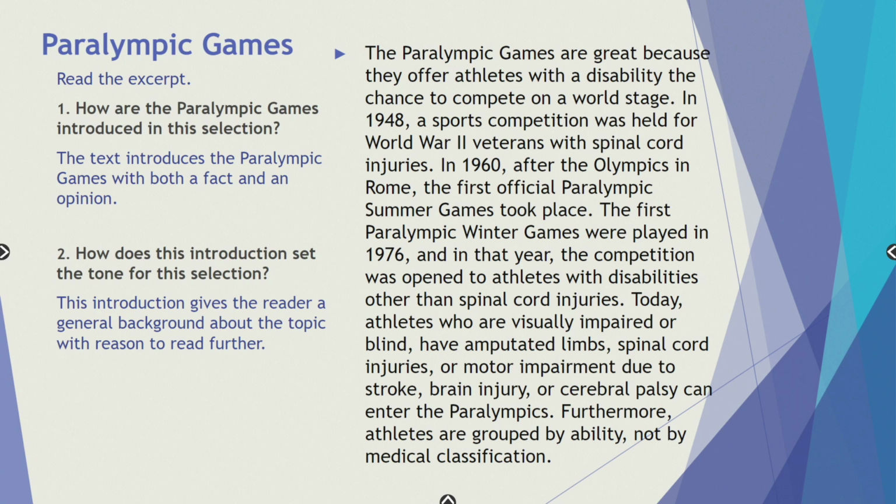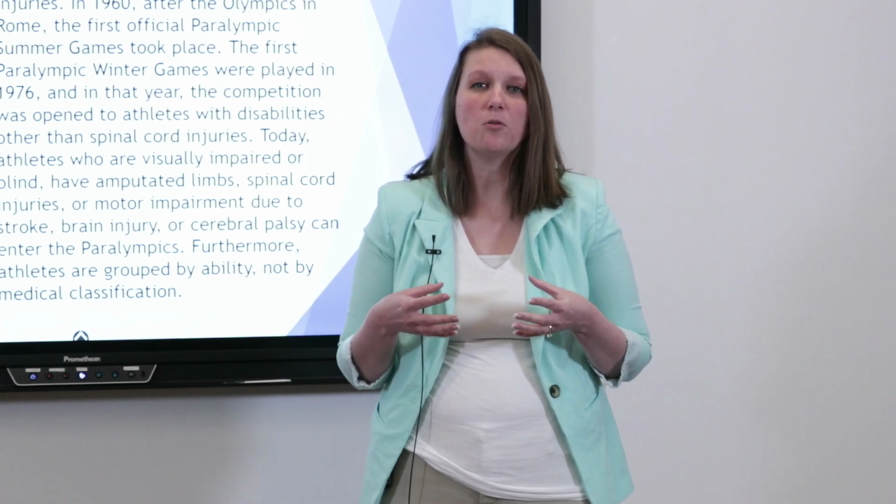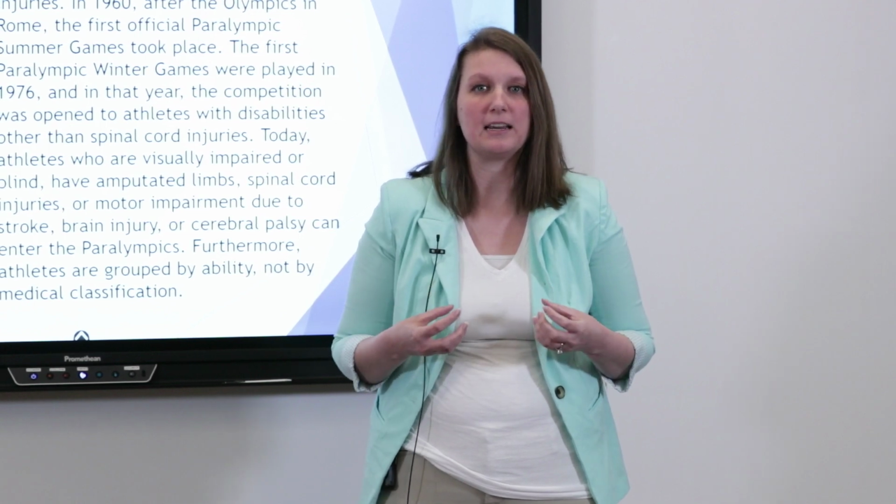Today, athletes who are visually impaired or blind, have amputated limbs, spinal cord injuries, or motor impairment due to stroke, brain injury, or cerebral palsy can enter the Paralympics. Furthermore, athletes are grouped by ability, not by medical classification. So that is so interesting. We can find a lot of new interesting facts, and we're going to see how they looked at the details to make it more interesting, to make us engaged with it.